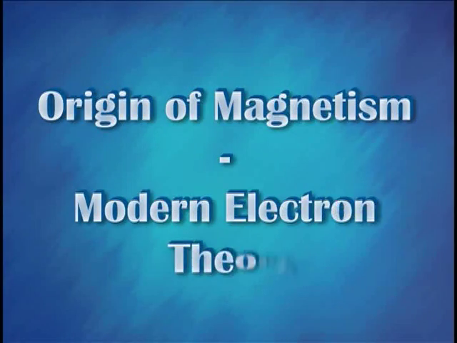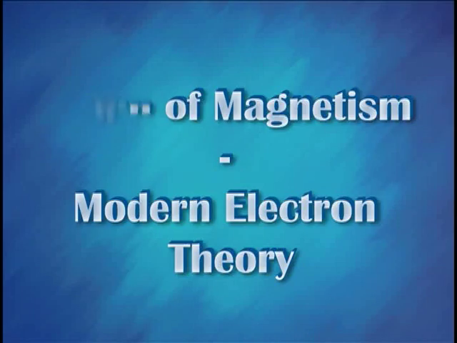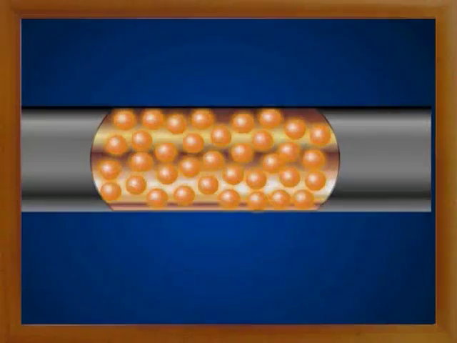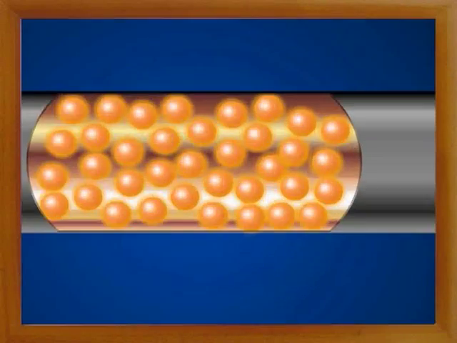We will now study the modern electron theory of magnetism, which explains magnetic properties of magnetic materials. You must have wondered why a molecule of a magnetic substance like iron behaves as a magnet.